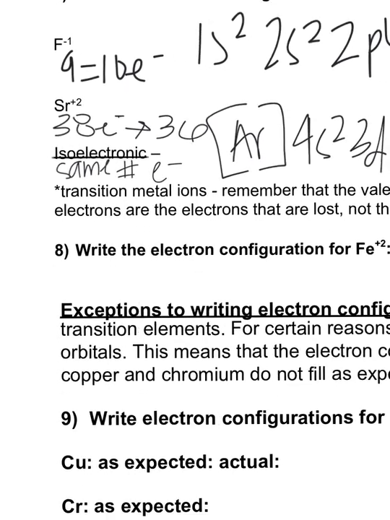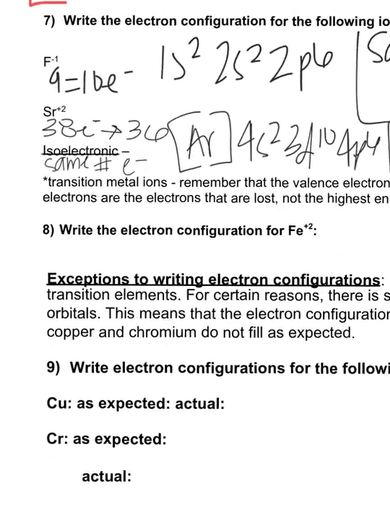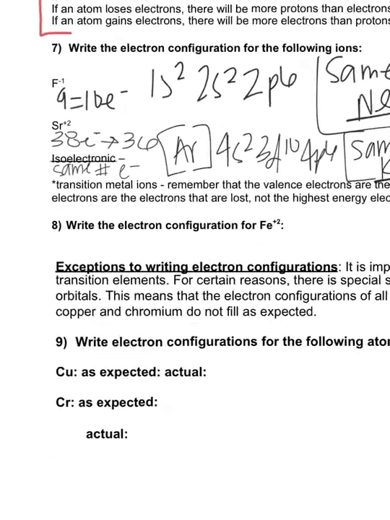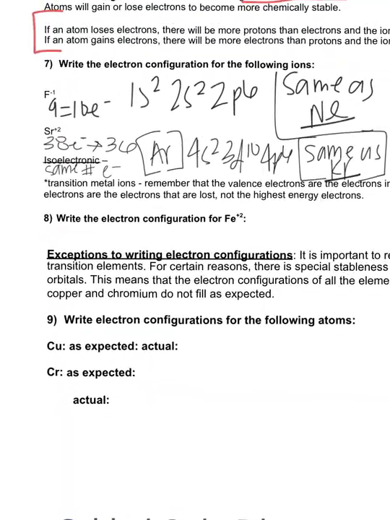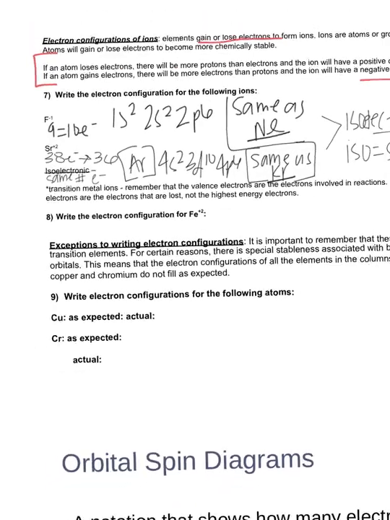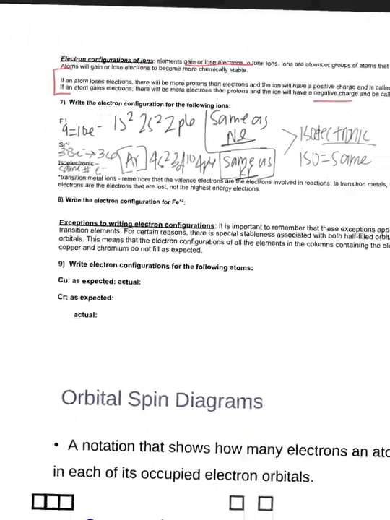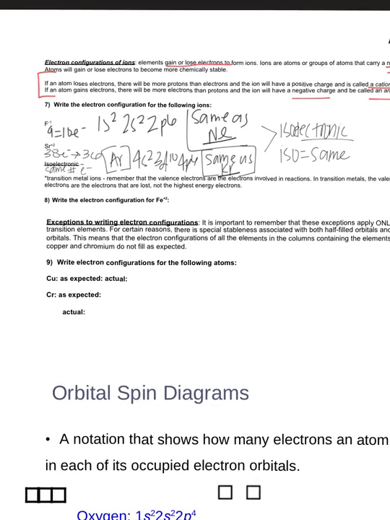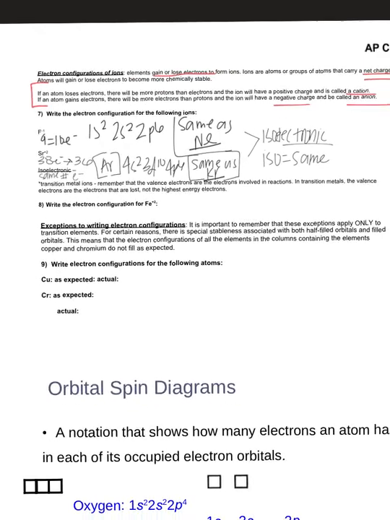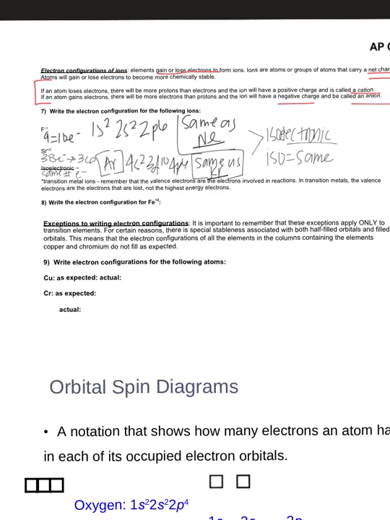Alright, so now it says transition metal ions. Remember, their valence electrons are the electrons involved in reactions. In transition metals, the electrons that are lost are not the highest energy electrons, but we look at that level to figure out what our valence electrons are.